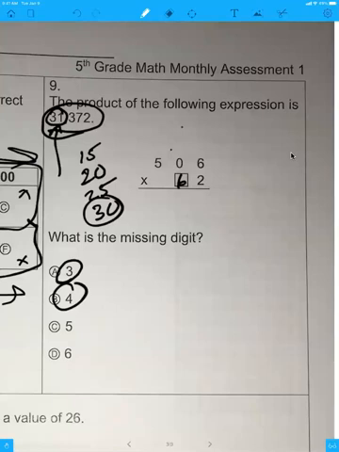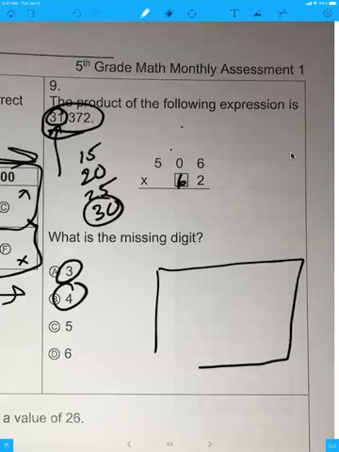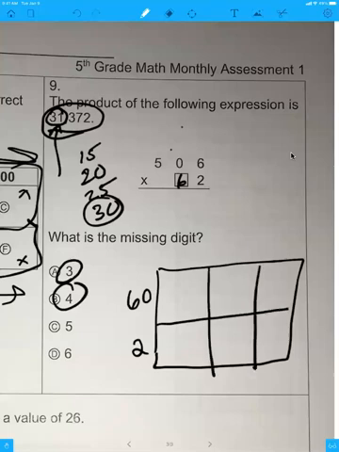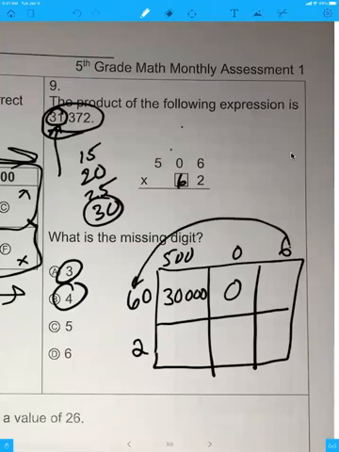So I'm going to do the area model so everybody can see it one more time, even though I don't like it. 60 and 2. Make my box, 500. I'm going to put the 0 in there just so we can see it, and the 6. 500 times 60 is 30 with 3 zeros. 1, 2, 3. 60 plus 0 is 0. 60 plus 6 is 36 plus the 0. 6 times 2 is 12.